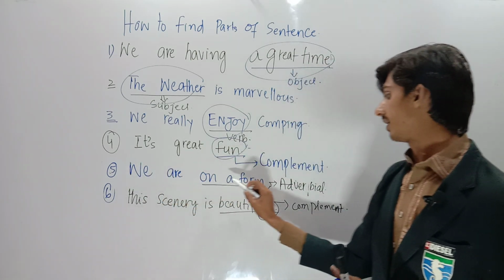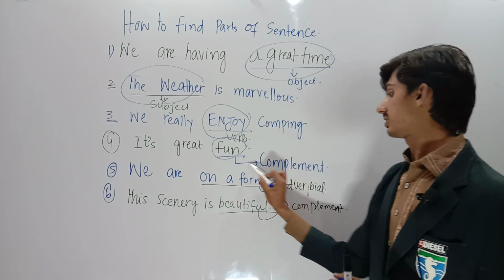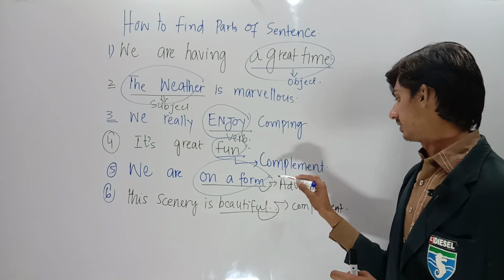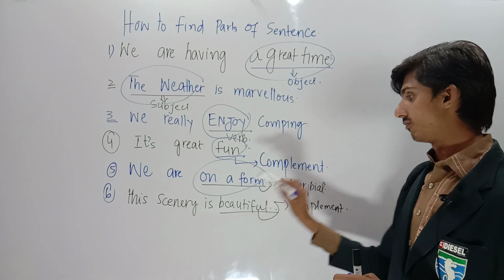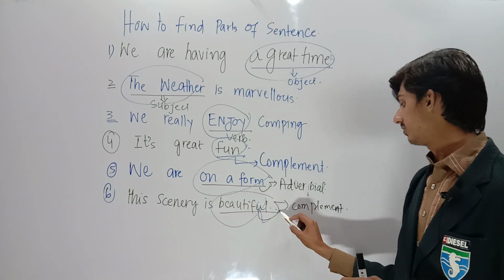Number 5 is: we are on the farm. So what is this, on the farm? This is the adverb or prepositional phrase. This scenery is beautiful. So what is beautiful? Adjective or complement.